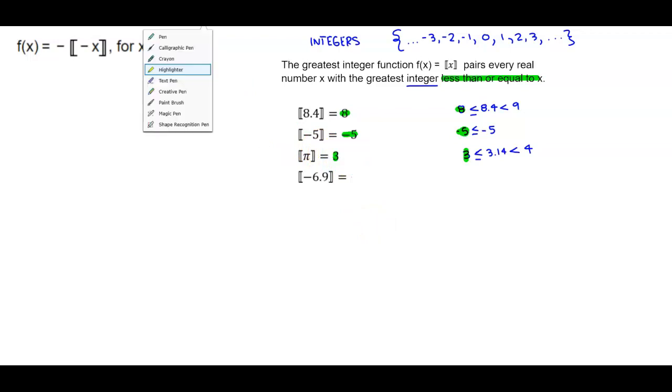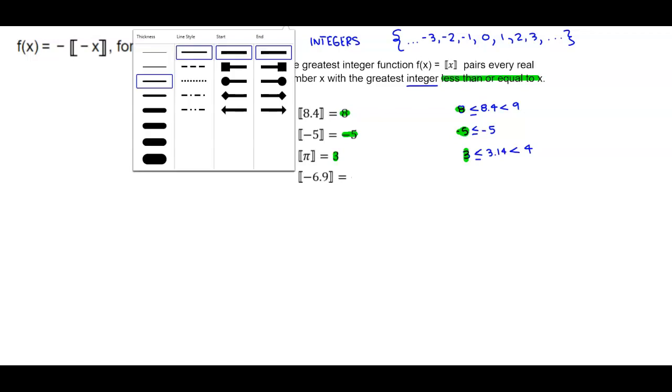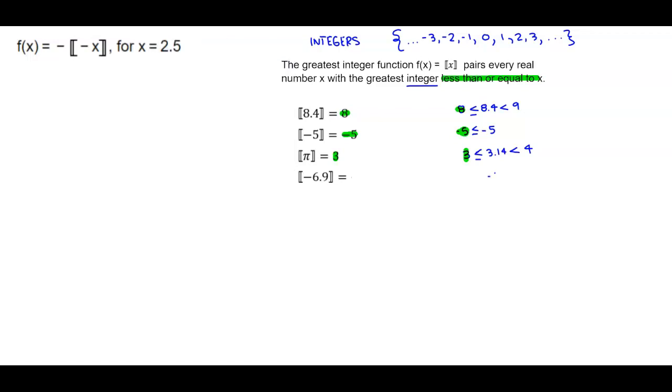Okay, and let's do one more here. Here we have negative 6.9. Remember, it's going to be less than or equal to here and then less than here. What is the number that's less than negative 6.9? That's negative 7. And what number is greater than negative 6.9? That is negative 6. Again, we want to make sure that the number that is less than or equal to negative 6.9 is negative 7. So our answer here is going to be negative 7.